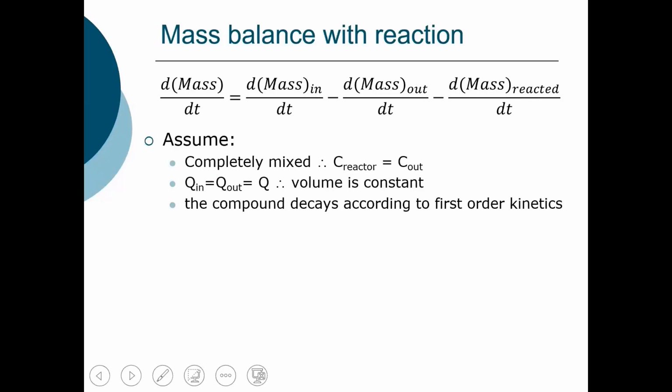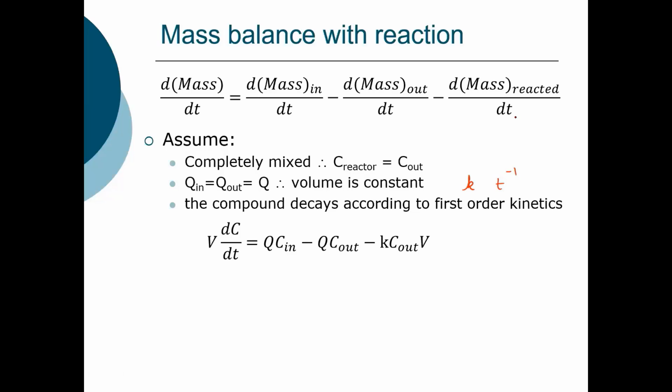So we have our mass balance equation. Again, we'll assume a completely mixed reactor, so we have the CSTR, so the concentration in the reactor is equal to the concentration leaving the reactor. We'll assume that the volume is constant, and we'll assume that the compound decays according to first order kinetics. So our k will have units of inverse time. So we can write our mass balance equation here.